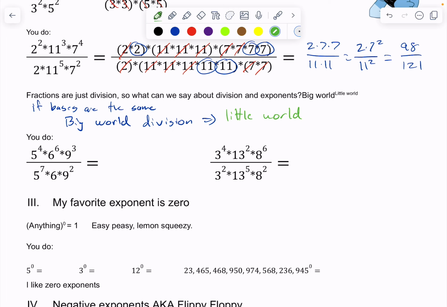We started with 2 squared on the top and 1 2 on the bottom. In the end, afterwards, we have 1 2 at the top. 11 to the 3rd power, and on the bottom we had 11 to the 5th power. So in the end, we had 11 squared. We had 7 to the 4th, and then 7 squared. And then at the top, we were left with 7 squared.